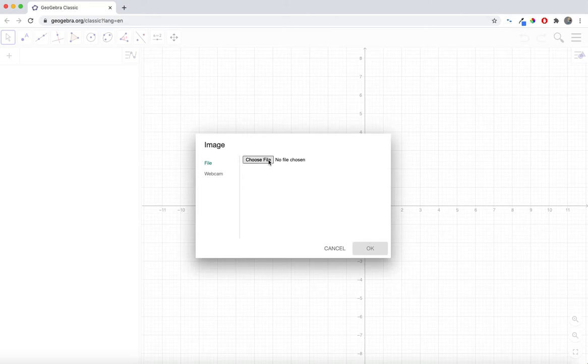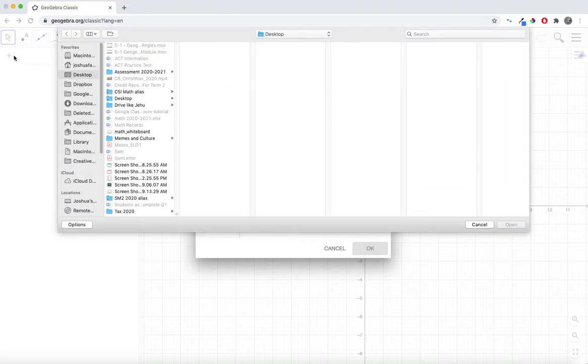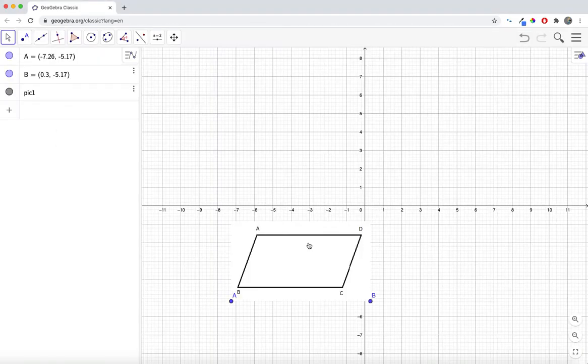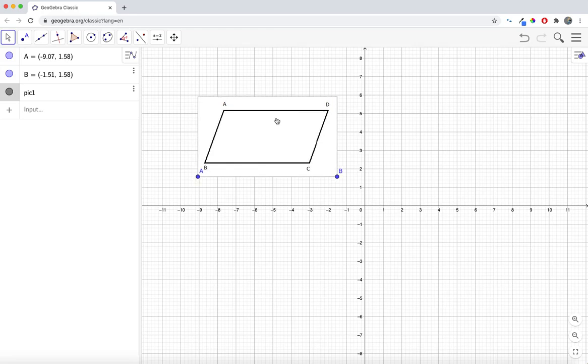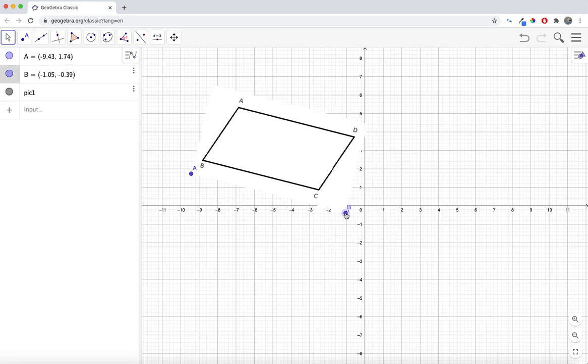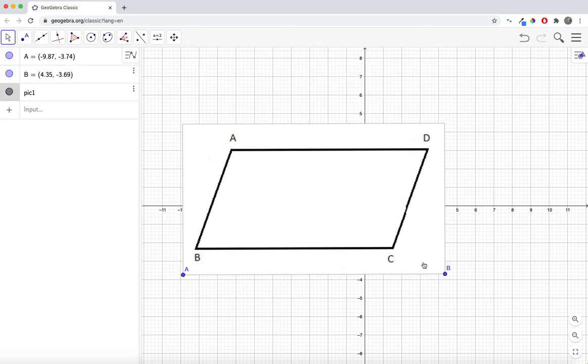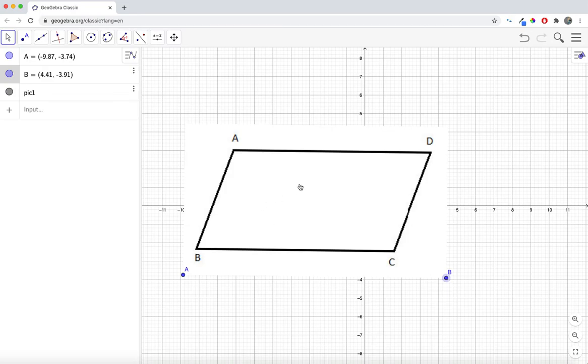So you're going to hit the plus sign, click image, find your image, upload it, move it to wherever you want. I don't like to put it right here. I like to put it kind of right here. Make it a little bit bigger if you want to. I guess that's fine. So we'll do it that way.